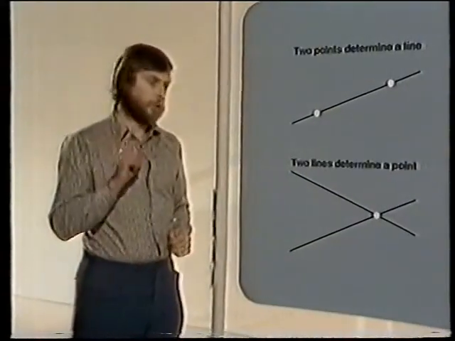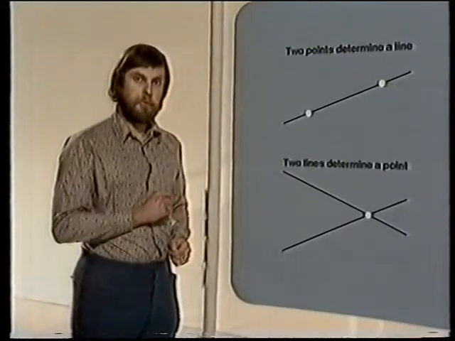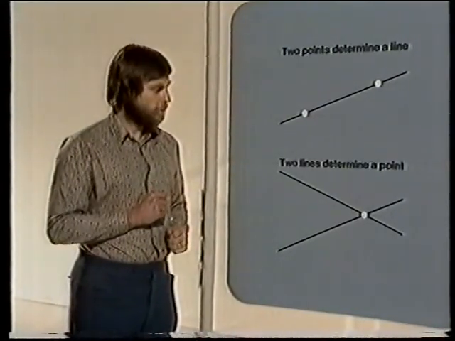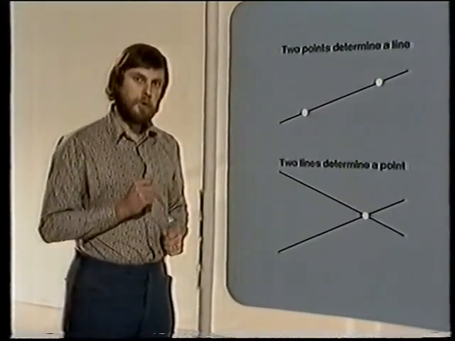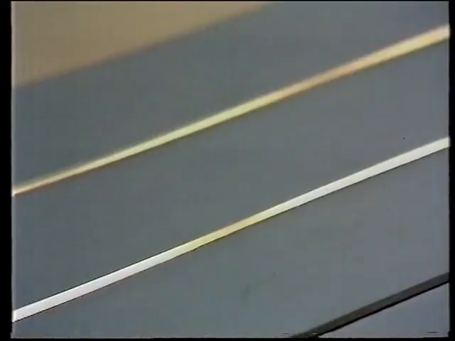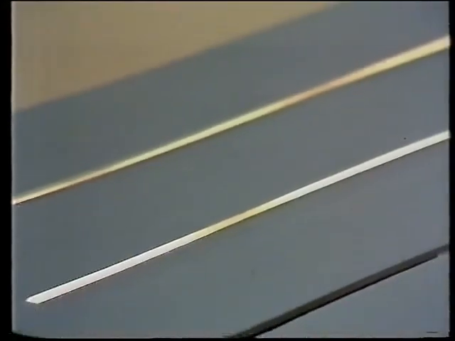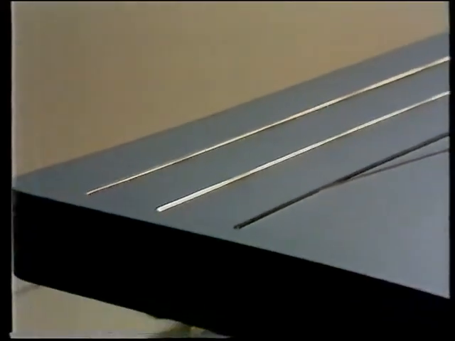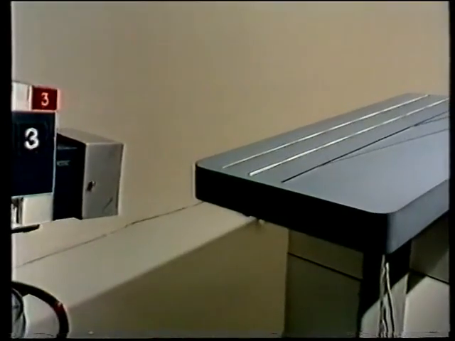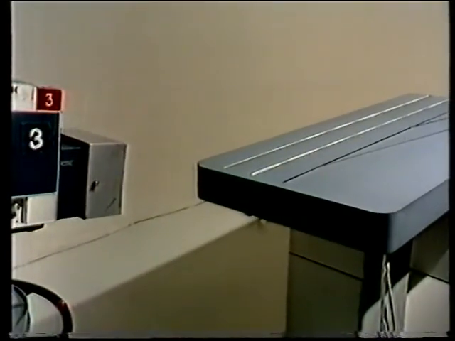But now, just a minute, there's something not quite right with this statement. Do any 2 lines determine a point? What happens if the lines are parallel? Well, it so happens that I've got a couple of parallel lines drawn on this bench here in the studio. And the whole nature of parallel lines is that they don't meet. So in this case, 2 lines don't determine a point.